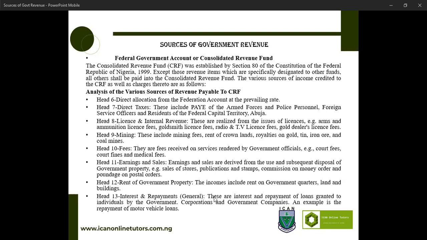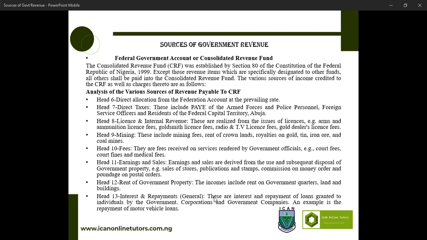Ed 11, we have earnings and sales. Earnings and sales are derived from the use or subsequent disposal of government property. Examples are sales of stores, publications and stamps, commission on money order, and poundage on postal orders. We have Ed 12, rents of government properties. So the income includes rents on government quarters, land, and buildings.